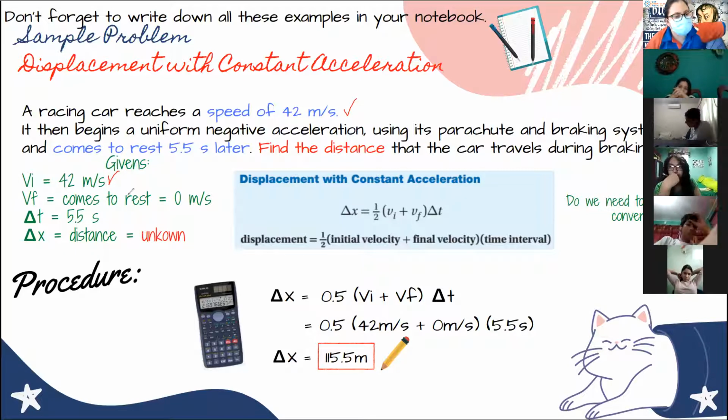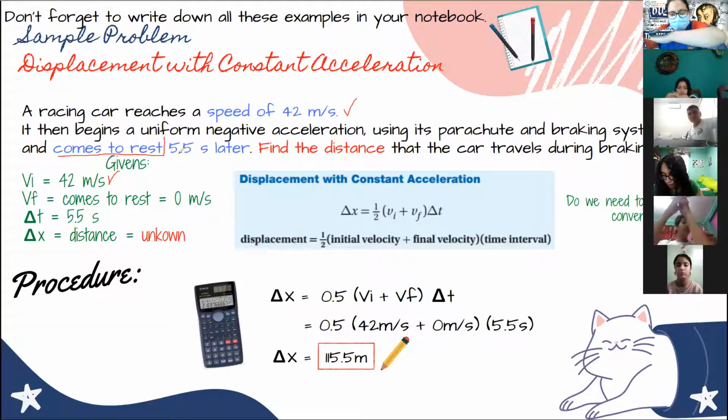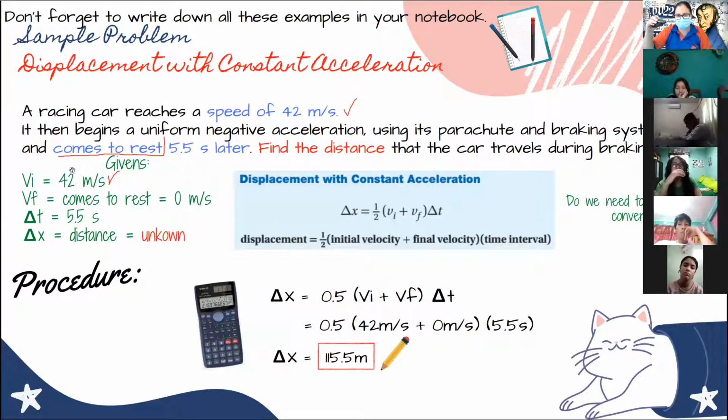Now here, how do I know that the final velocity is zero? Because the problem tells you comes to rest. Rest means that the object is not moving, okay? So the car was moving at 42 meters over second. So when it says comes to rest, means that the object was moving and then it's not moving anymore. It is now at a complete stop, okay?